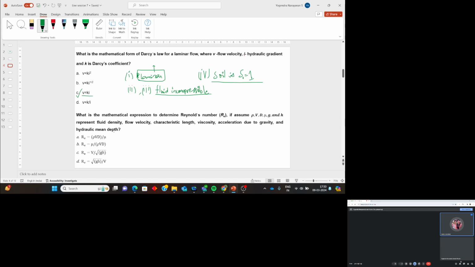So obviously, to lead to the next question, what is the mathematical relationship for Reynolds number? Rho v d by mu. So rho is the density, v is the velocity, d is the characteristic length, here it is grain size, and mu is viscosity. So what should be the limiting value for Re for the flow to be laminar through the soils?